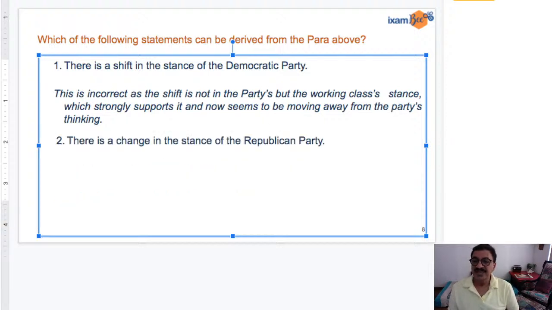This is incorrect, as the shift is not in the party stand but in the stance of the working class. So earlier, from the 90s, as we have read, the working class was supporting, and now there is an erosion in the base. It is erosion. That is the word they have used.